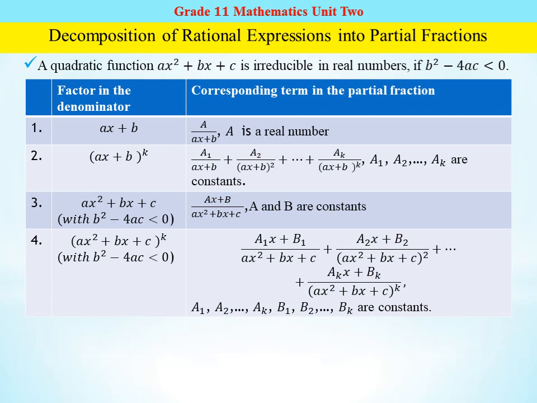ጨዋታው ዲኖሚኔተሩ ላይ ነው። ዲኖሚኔተራችን ሊኒየር ሊሆን ይችላል፣ the product of linear functions ሊሆን ይችላል። ከዚህ ላይ እንደምናየው x plus b to the power of k። ሌላው ኳድራቲክ ሊሆን ይችላል። ኳድራቲክ ሆኖ irreducible, that is b square minus 4ac less than 0 ሊሆን ይችላል። The product of quadratic functions ሊሆን ይችላል። እዚህ ላይ እንደምናየው x square plus bx plus c to the power of k ይላል። እዚህ ጋር ኳድራቲክ ፋንክሽኑ ምንድነው?